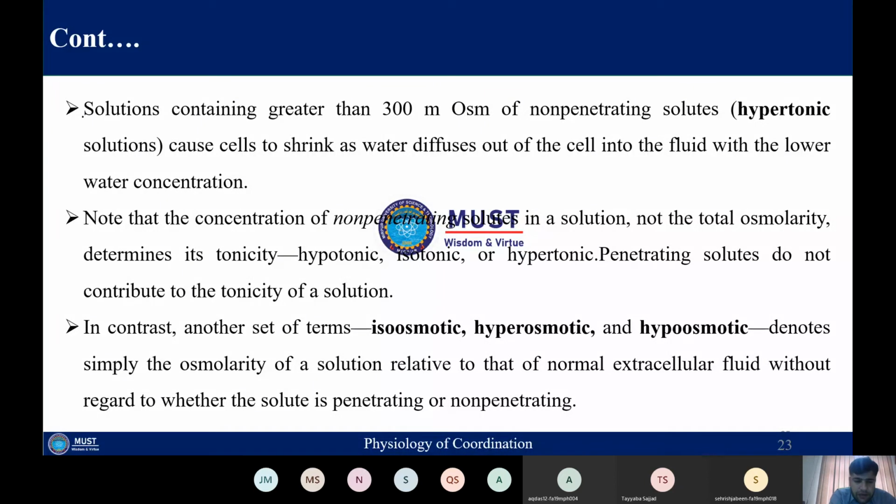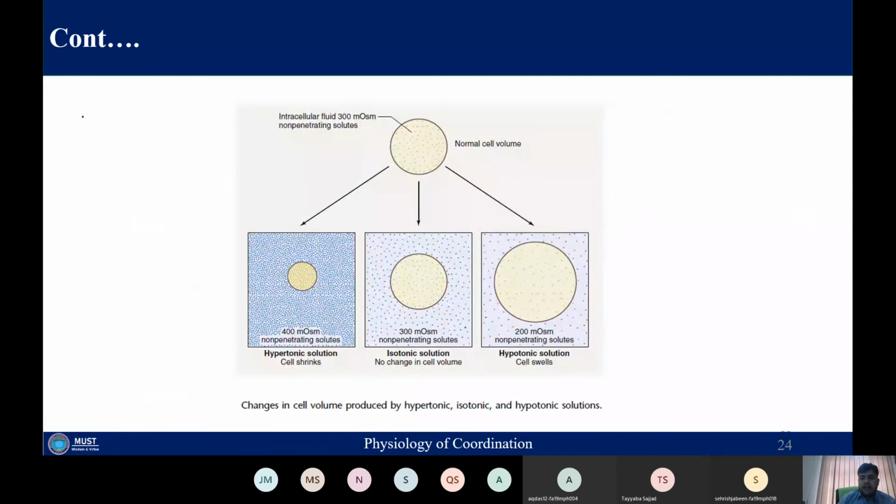But similar terms, isoosmotic, hyperosmotic, and hypoosmotic, can also be used. They also measure the osmolarity of the solution relative to the normal extracellular fluid. But for isoosmotic, hyperosmotic, or hypoosmotic, we do not count the permeability of the membrane, meaning whether the membrane is impermeable or permeable to the solute. Regardless of the permeability of the membrane, we can calculate an isoosmotic, hypoosmotic, or hyperosmotic solution.